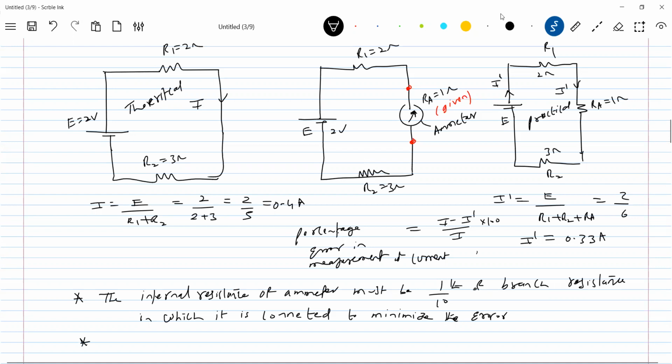So what is the next rule? The ammeter must be connected in series in that branch, the branch in which current has to be measured. Okay, fine. So these are some generalized things about the ammeter. The ideal ammeter internal resistance will be 0. So now what is your entire problem solving?